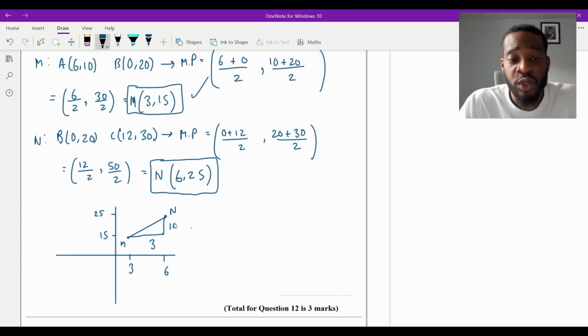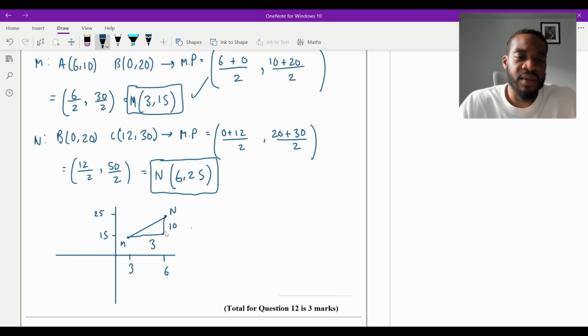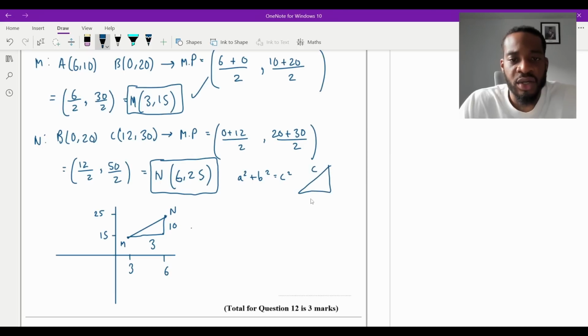We're looking for M to N, which is the hypotenuse. We've got two sides out of three. How do we calculate that missing side? Pythagoras' theorem. Remember, a squared plus b squared is equal to c squared, whereby you've got your triangle like this. c is always your longest side, and a and b can change, it doesn't matter. So plugging everything into there, I'm going to say this is going to be a, this is going to be b, and then this is going to be c.